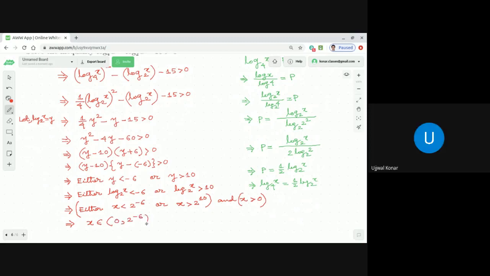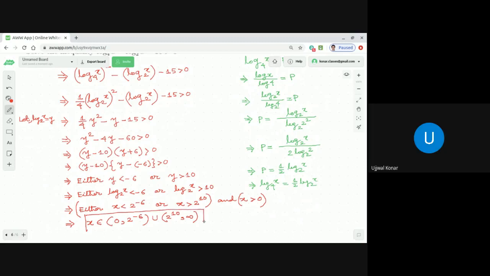2 to the power minus 6 is positive, but a very small number. Union 2 to the power 10, and it goes up to infinity. Correct, dear students?